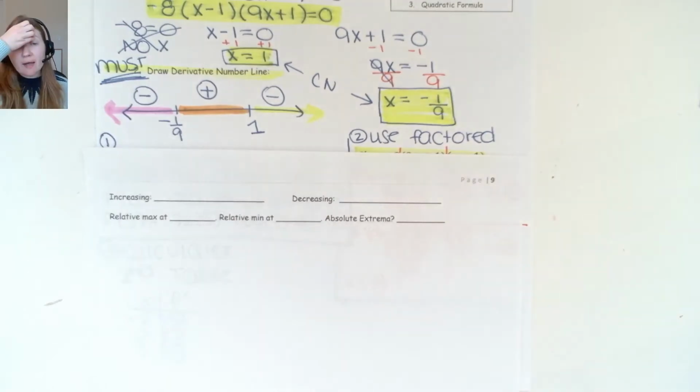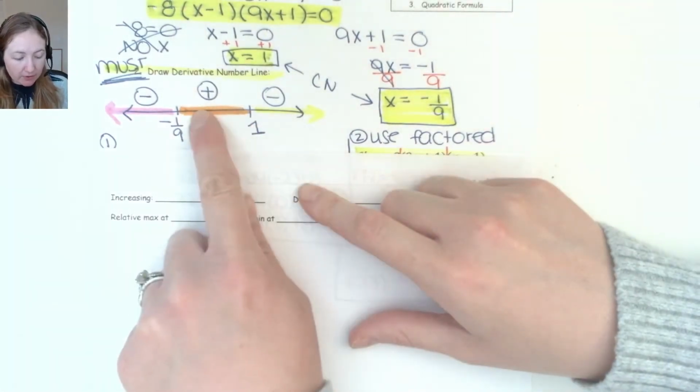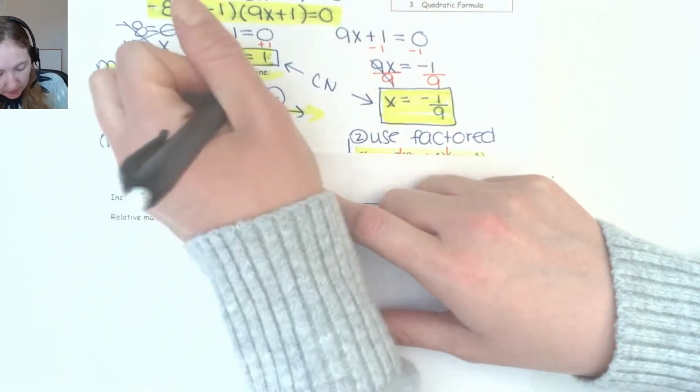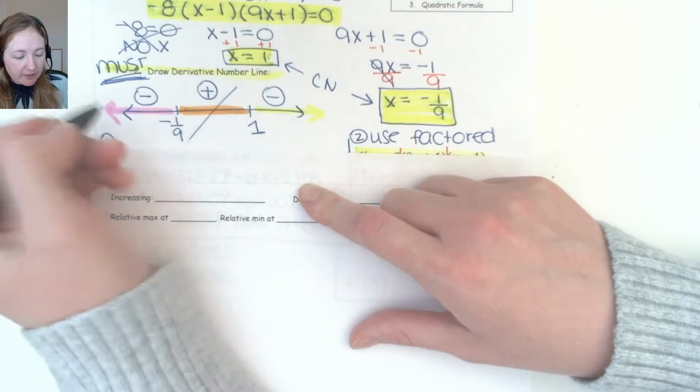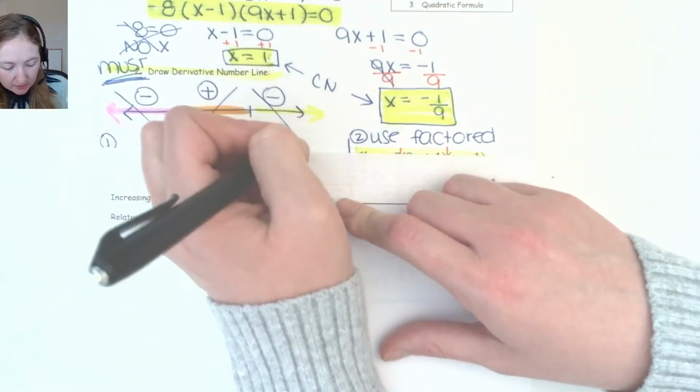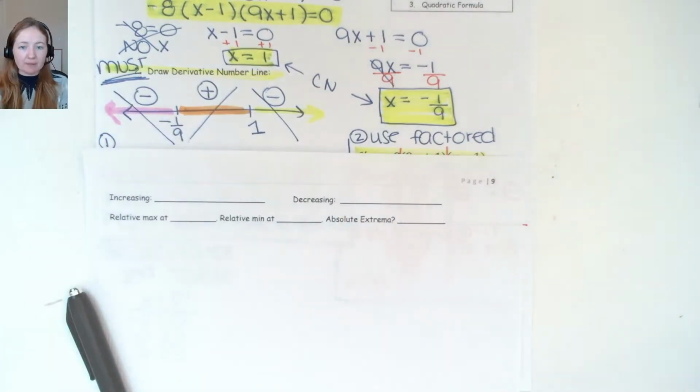Now, once you have the number line drawn, then you need to process your answer and say, where is it increasing and where is it decreasing? So increasing is going to be this middle interval. That is where we had a positive. Again, I always like to draw the line going up. Same thing for decreasing. When it was negative, we'll draw the line going down.